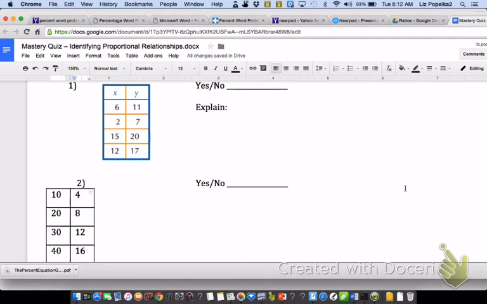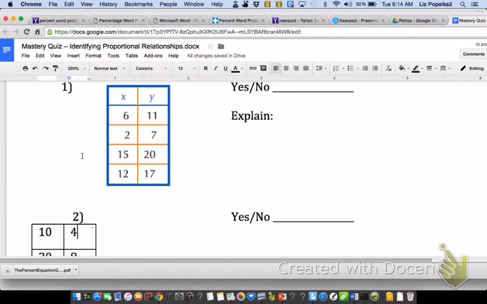Another way that you could have explained your answer is by looking at how you scale from your x to your y. I'm going to make this a little bit bigger so that I can see. So from 6 to 11, actually, let me see here. So if I do from 2 to 7, no, let's do it this way. Okay, so from 6 to 2, I'm dividing by 3. 11 divided by 3. If 11 divided by 3 is 7, then I know that I can scale up and down by the same number. It's not, because it's, I'll just round it to 3.7.